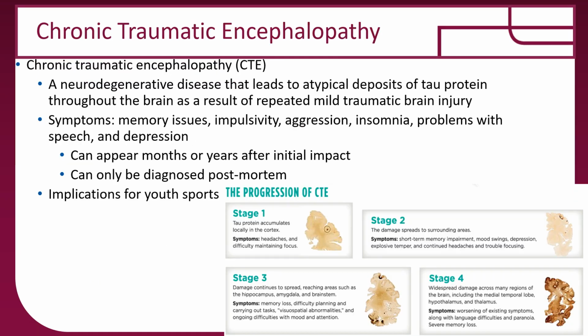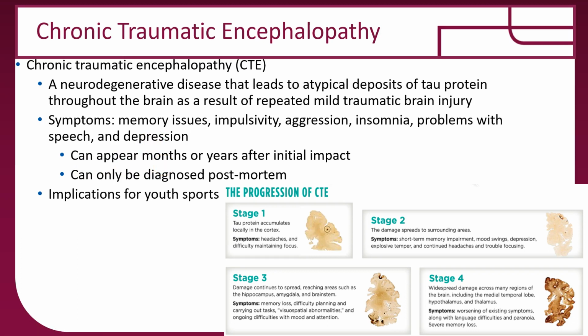And lastly, chronic traumatic encephalopathy, CTE. I've heard about this. It's gotten more discussion in the news. This is a neurodegenerative disease that leads to deposits of what we call tau protein in the brain. And this is a result of repeated mild traumatic brain injury. We talk about this in sports now, football players and things like that. Symptoms are memory issues, impulsivity, aggression, insomnia, problems with speech, and depression. And you can see these symptoms months or years after the initial impact.